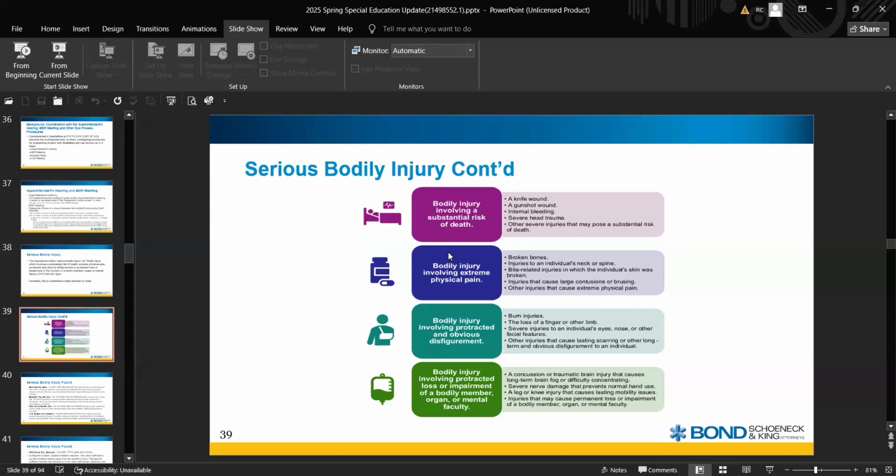Bodily injury involving protracted and obvious disfigurement: burn injuries, loss of a finger or limb, severe injuries to an individual's eyes, nose, or other facial features. Bodily injury involving protracted loss or impairment. This is the last category, so we're talking about maybe a concussion, a traumatic brain injury, causes long-term brain fog or difficulty concentrating. Okay, so we're not talking about coming back the next day and everything's fine.